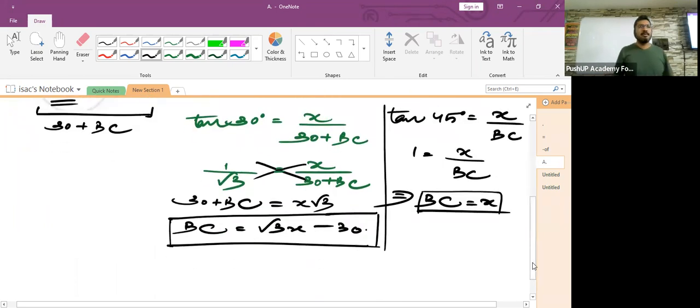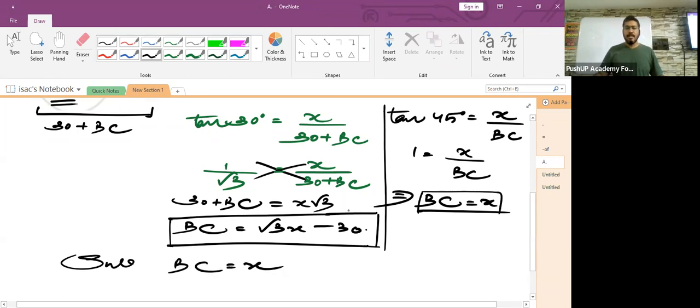You had to find what? The value of x, isn't it? So let's substitute BC is equal to x in equation number 1. Children, this was equation number 1. I forgot to label it. Please do it from your side: equation number 1 and equation number 2.